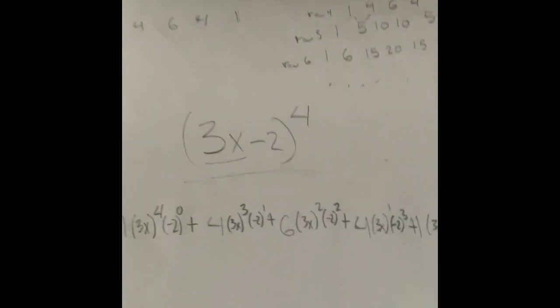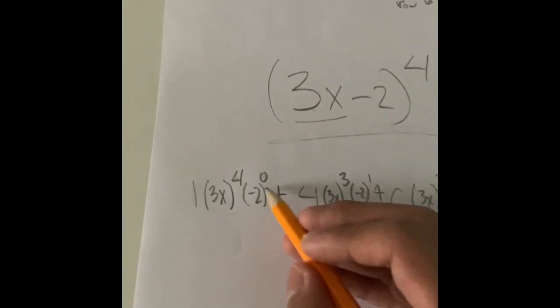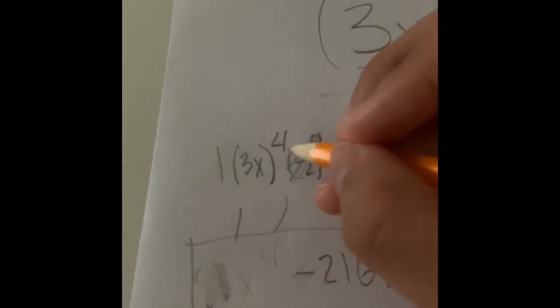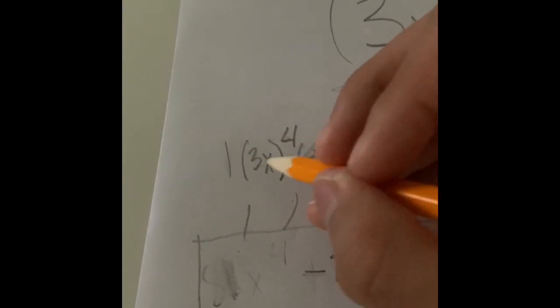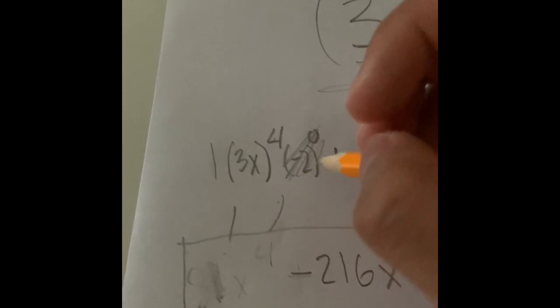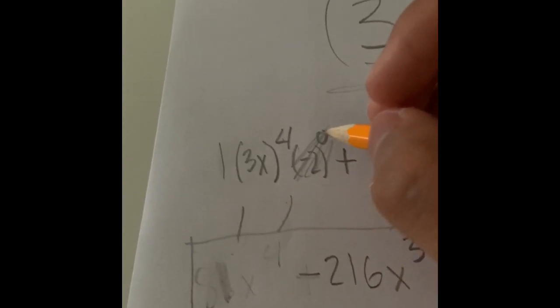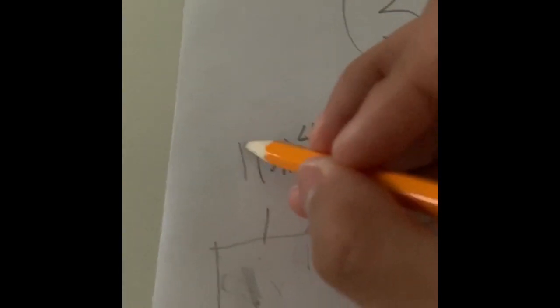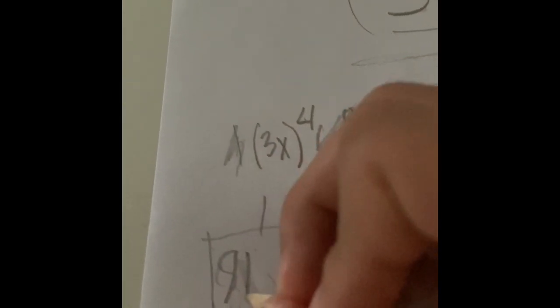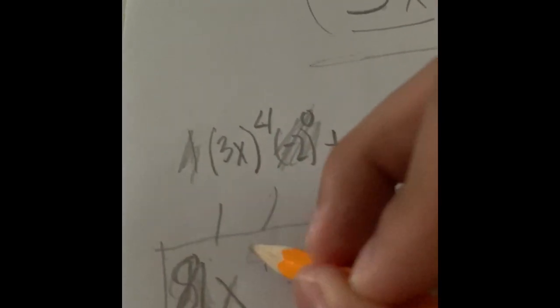We got to simplify. All right, so let's get right into simplifying. Well, we got 3x to the fourth, which is 81x to the fourth, and then negative 2 to the 0th, which is just 1. So you can cross that out and cross the first one out. So then you get 3 to the fourth, 81. Let me draw that 81 better. x to the fourth.